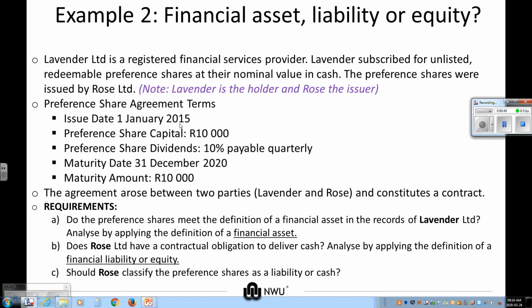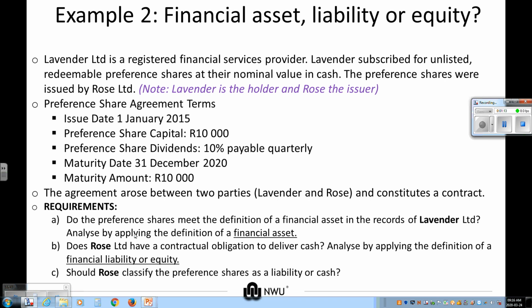The issue date was 1 Jan 2015. Preference share capital is 10,000. Our dividends will be 10% payable quarterly. The maturity date will be 31st December 2020. The amount on that date will be 10,000, and this was seen as a contract.